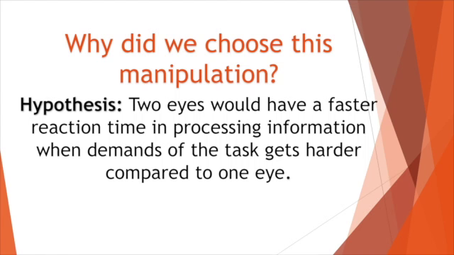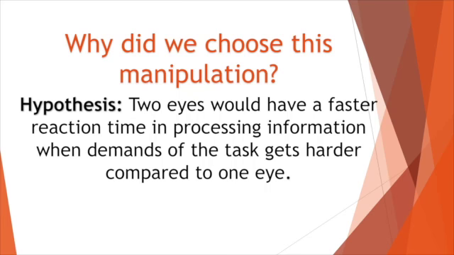We hypothesized that two eyes would have a faster reaction time in processing information when the demands of the task get harder, compared to one eye. We are expecting to find that with one eye covered, this will increase the difficulty of the task, as one eye will now have to compensate for the second eye that is not in use when processing incoming stimuli, therefore resulting in a slower reaction time in comparison to having two eyes. Additionally, we also selected this manipulation for practical reasons because of cost and time constraints, making it a convenient choice for our experiment.